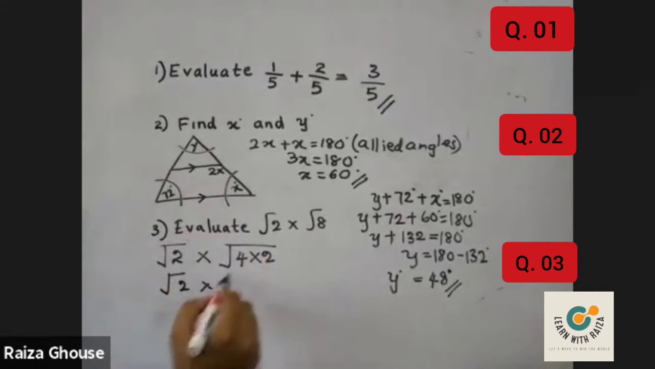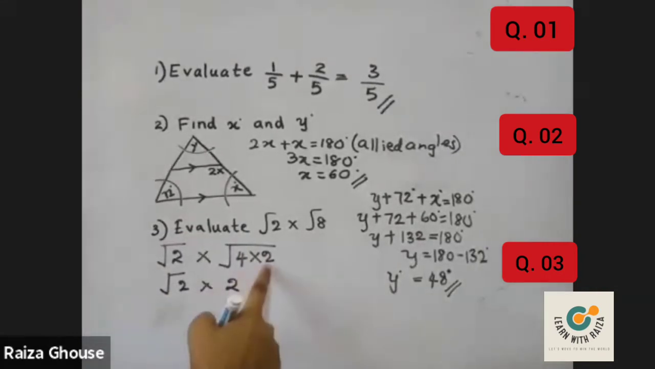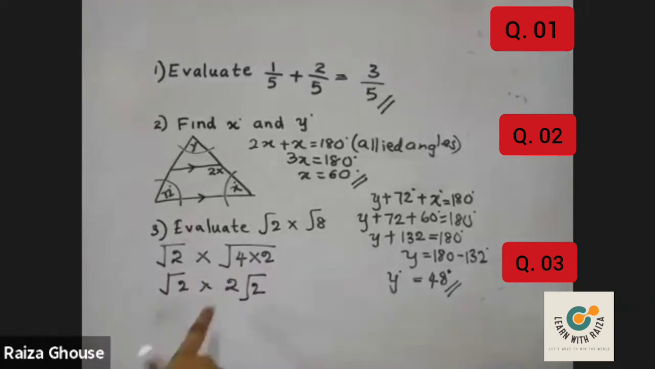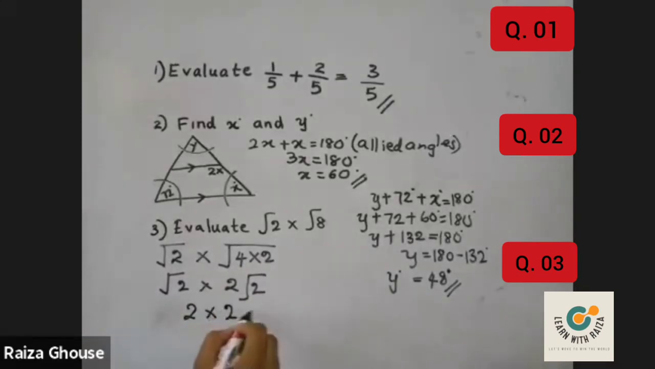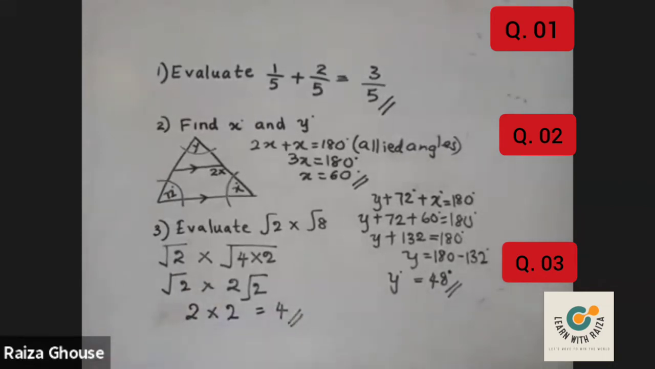the square root. Root of 4 is 2. So 2 is taken out. Square root of 2, we don't know, so we can write it as it is. Now, 2 is a whole number, and root 2 into root 2 is 2. So the final answer is 4. This is the way of solving this question.